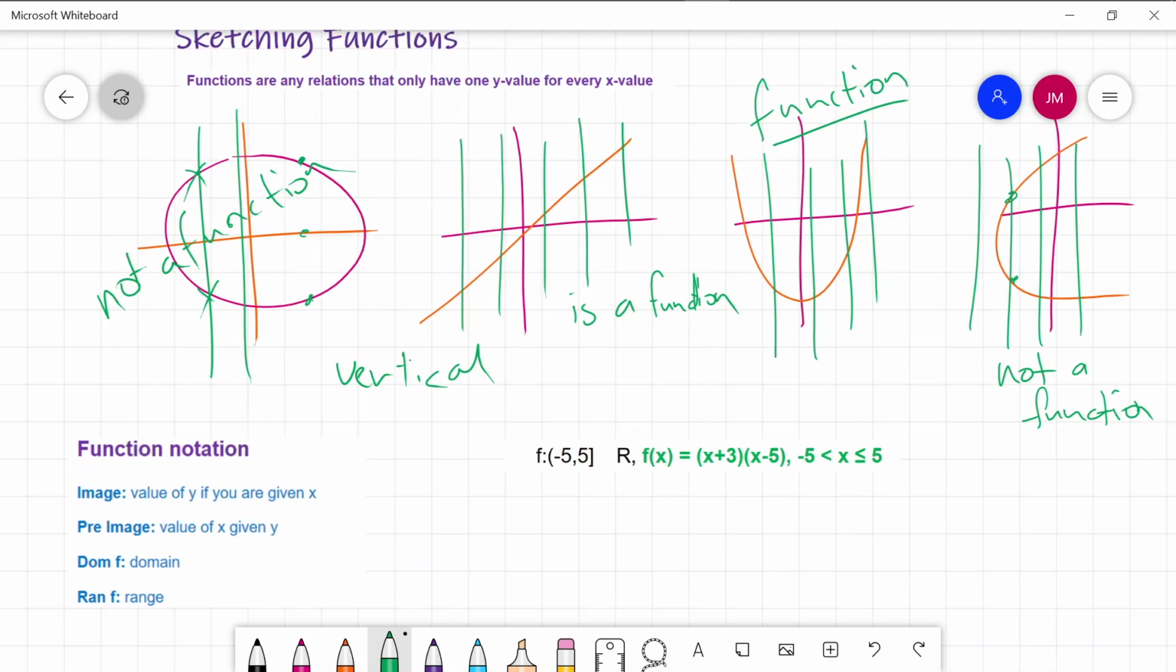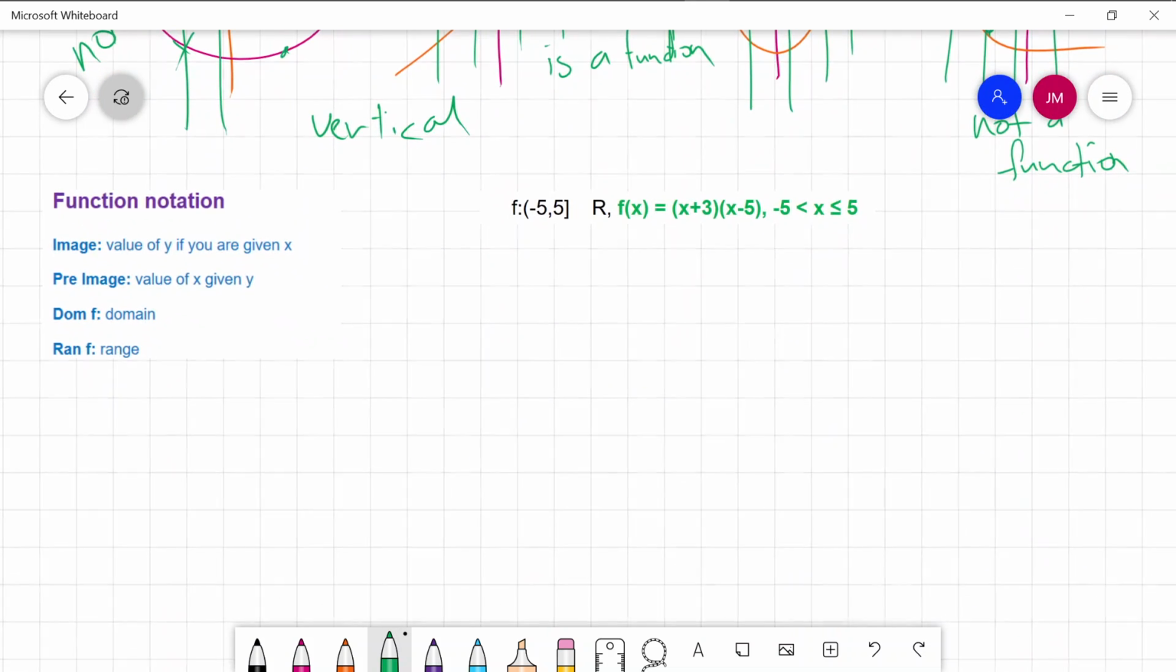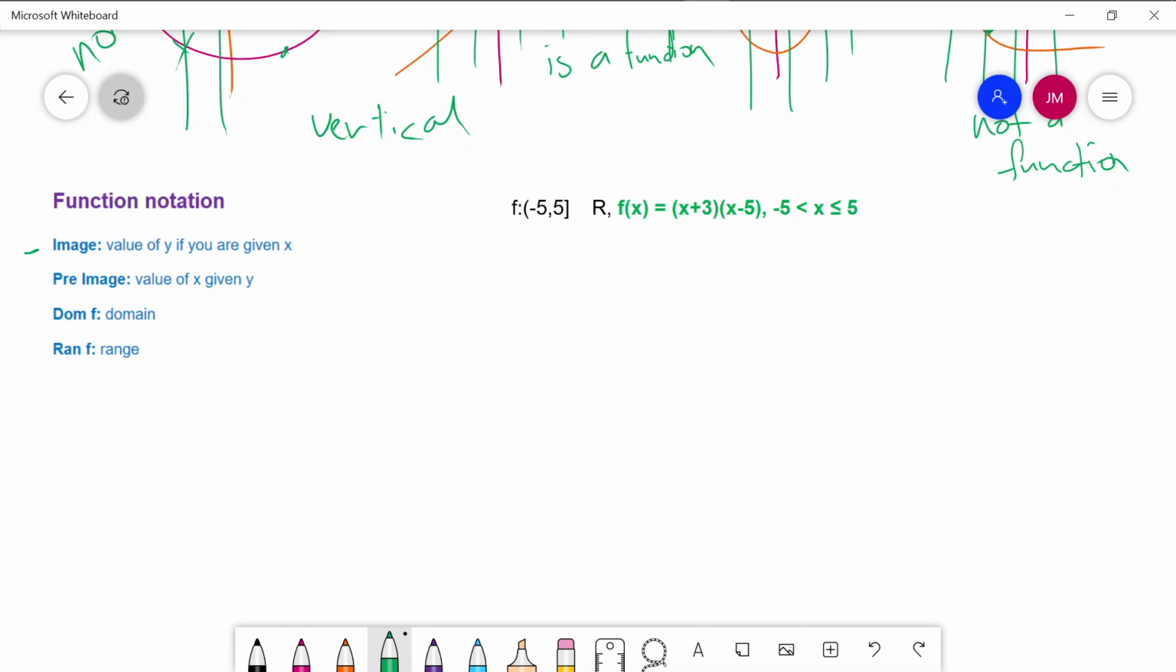For now, just a couple of notation things you should be aware of. If you're asked to find the image, it's saying find the value of y if you're given the x value. The pre-image is going the other way. So if you know the y value, what is the x value? DOM f and RAN f are just shortcuts for saying what is the domain and range of a function if that function was denoted with the lowercase f.